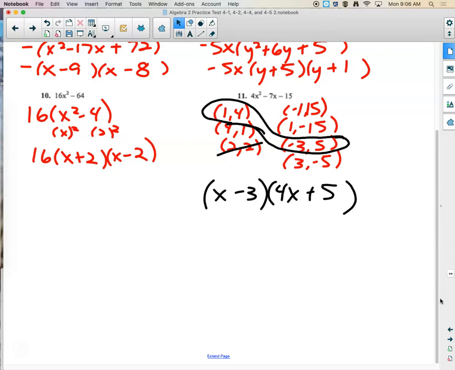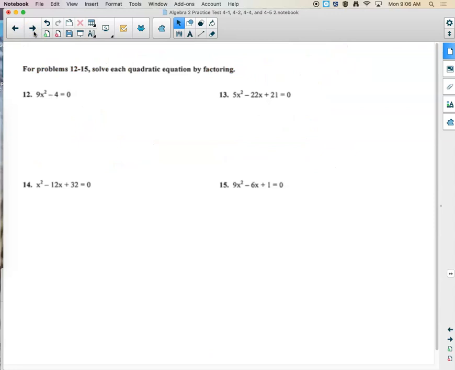So far, so good? Do you agree 11 is going to take the most time out of all the factoring problems? Yeah, because you have to do the combo problem thing. So now we have to switch gears, because now it's not factor, it's factor to solve.